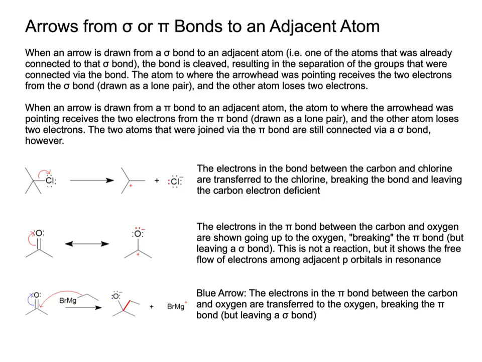With the blue arrow, the electrons in the pi bond between the carbon and oxygen are transferred to the oxygen, breaking the pi bond, but leaving the sigma bond intact. You can see that represented in the first molecule to the right of the arrow.